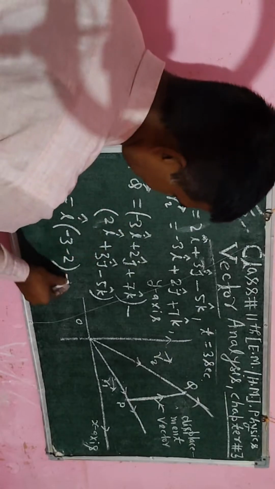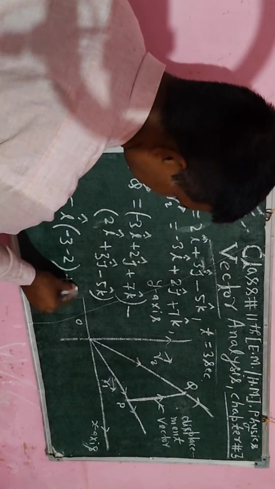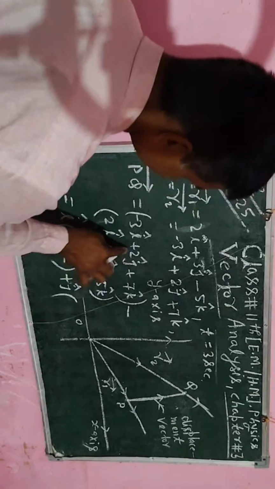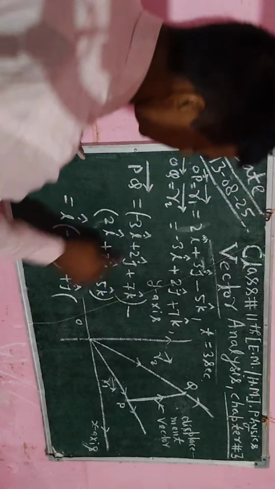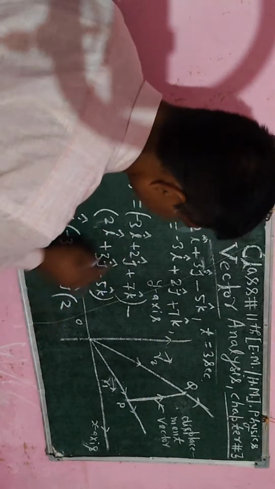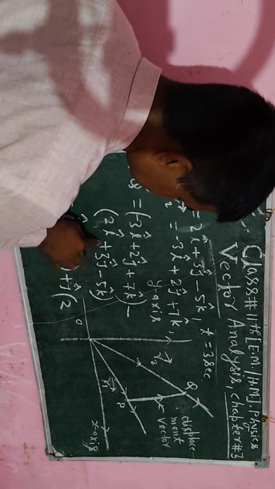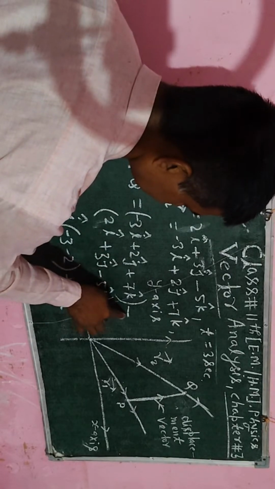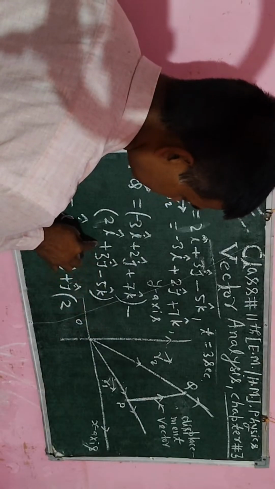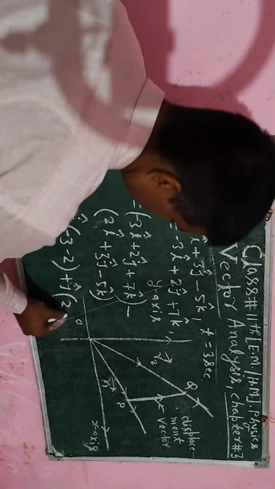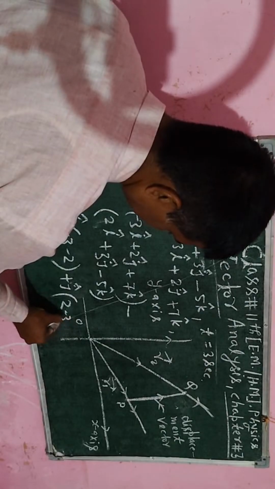Similarly, I will put here vector j cap. In this case the coefficient of j is 2, so I will put here 2, but here the coefficient of j is 3 with a minus sign. If I multiply minus and plus, I will get minus. So here I will put -3.